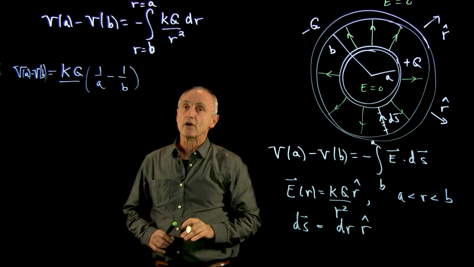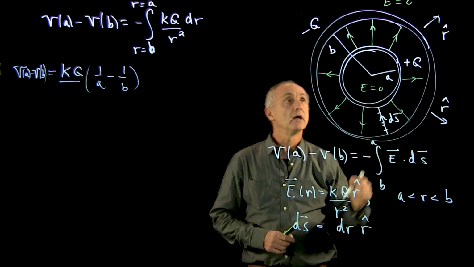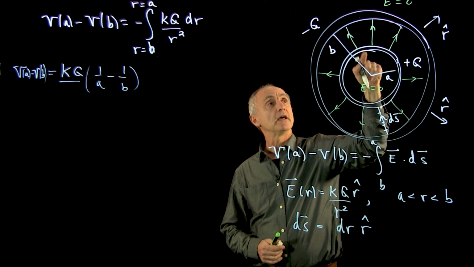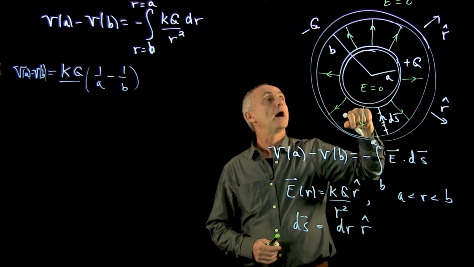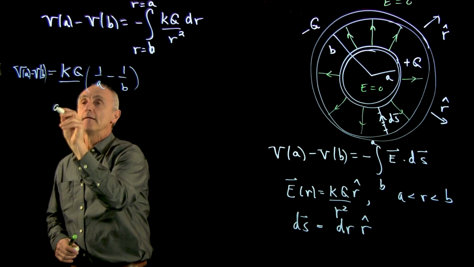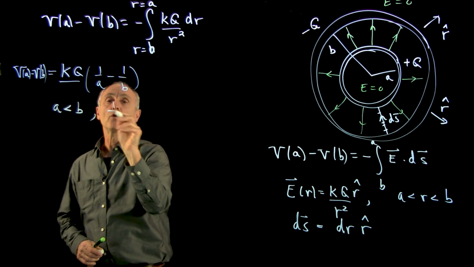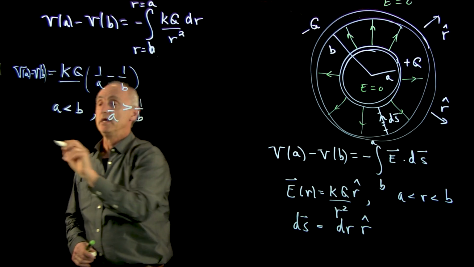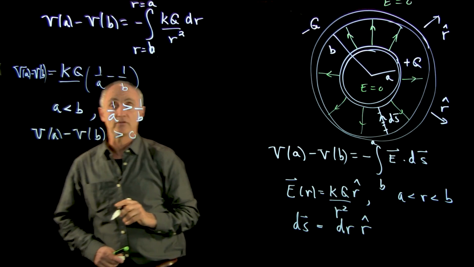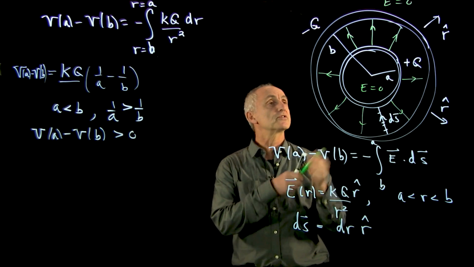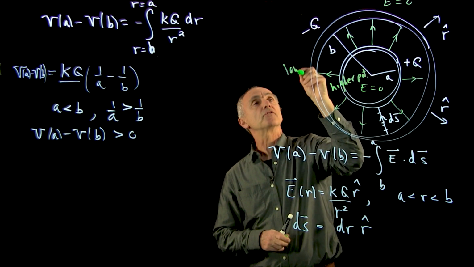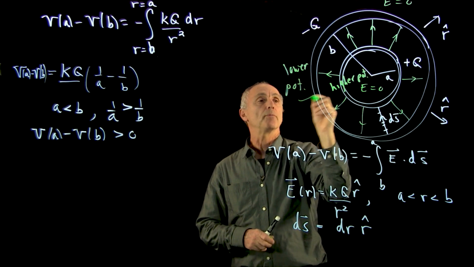Now, let's just check that our calculation is correct. What did we expect? There are different ways to think about it. The electric field points down to lower potential, so we expect this surface to be at a higher potential. It's a positive charge, so that kind of reinforces that idea. And if a is less than b, then 1 over a is bigger than 1 over b. And so we see, as we expect, that the potential difference here is positive. And indeed, our inner surface is at a higher potential, and the outer surface is at a lower potential.